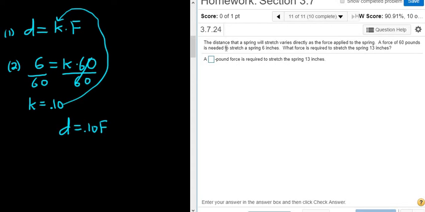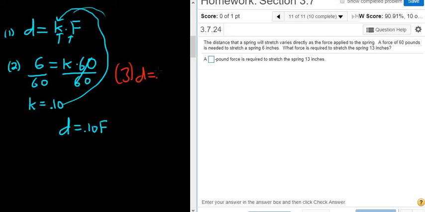So recap. First thing you do is you read the first sentence. The distance that a spring will stretch, that's d, varies directly as the force, so d equals kF, right? Then you read the next sentence, always one sentence at a time. A force of 60 pounds, that's 60, is needed to stretch a spring 6 inches, that's 6. You solve for k, and then you plug it back into your formula. Step 3 is the best step in the world because it's to finish.